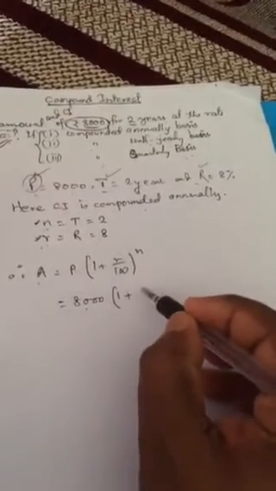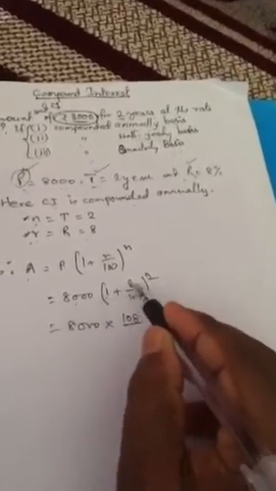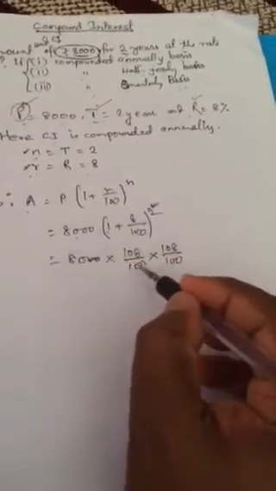So you have to substitute the value of all the variables. P is 8000, R is 8%, power N is 2. So here 8000 multiplied by 108 by 100, because 1 is 100 plus 8, 108 by 100. Power is 2. If power is 3, 3 times you have to multiply. If power is 2, 2 times you have to multiply. Got my point? After that you get it cancelled.